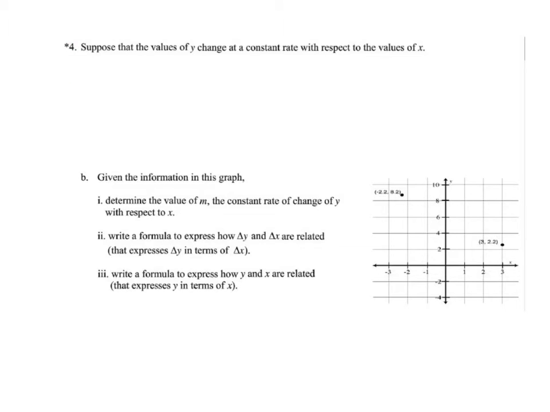That problem told us that the values of y change at a constant rate with respect to the values of x, so we can determine the constant rate of change of y with respect to x, or m, by dividing the change in y by the change in x for any two xy pairs in the relationship, because the rate of change remains constant in that relationship.